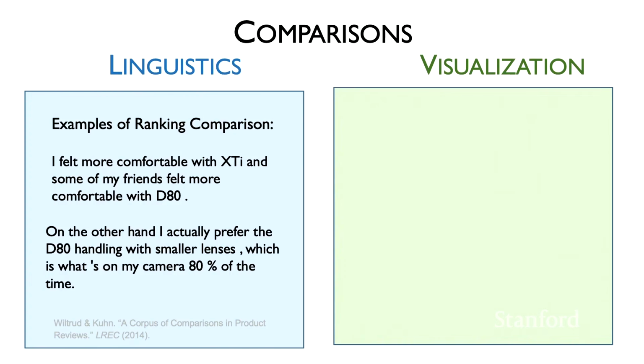So if you wrote back in the old days when we had to write programs to process NLP, if you tried to do a word extractor to see, is this person favorable towards D80 or not, you would have a very hard time because the way they're expressing their preference is very subtle.